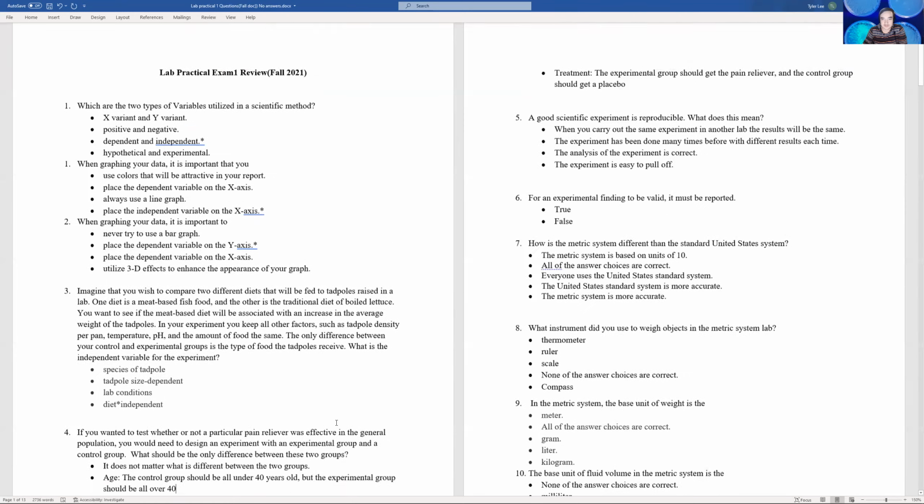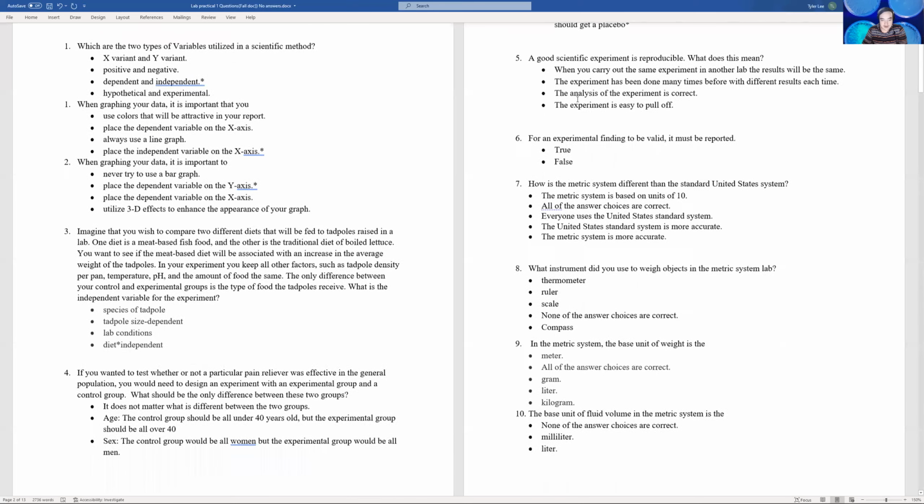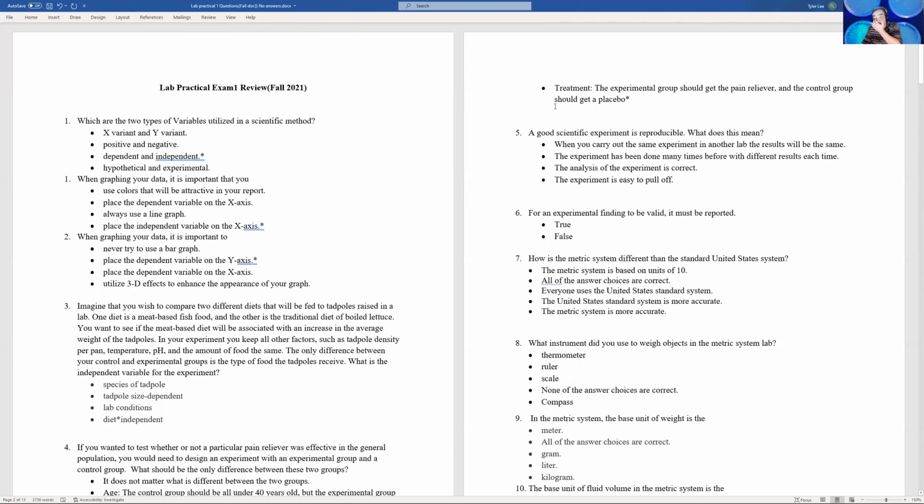But then if we go up here to the top of the next page, our last option, treatment. The experimental group should get the pain reliever and the control should get the placebo. This is the correct answer because, what are you studying? You're studying if a pain reliever is effective. So the only thing you want to differ between those two groups is whatever your experimental variable is. So in this case, it's just whether the pain reliever is received or not, because everything else should be the same. You're only studying the effect of the pain reliever. So the control should not receive the pain reliever, while the other group should receive the pain reliever.